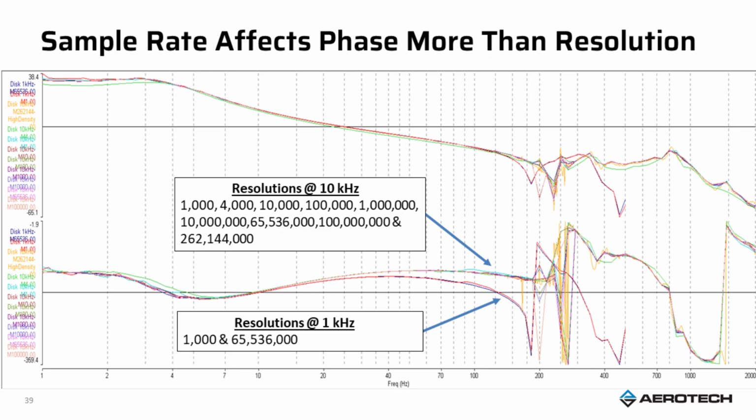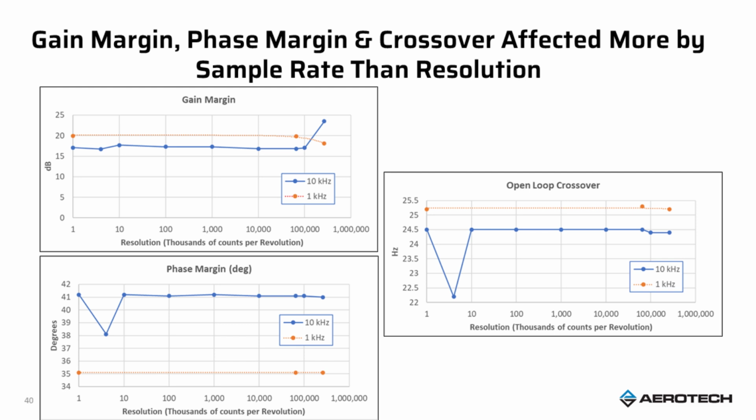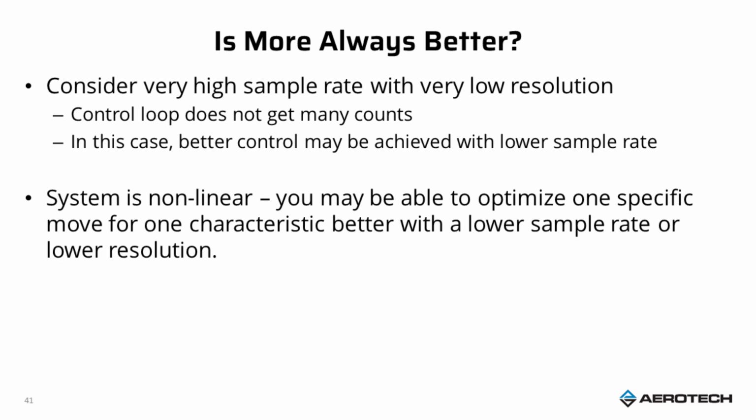So there's really much more difference in your phase that is caused by a change in your frequency, your sample time, than by changing your resolution. And so that's going to give you that extra phase to be able to raise the bandwidth of the system. And so if I look at, in the frequency domain, my gain, my phase margin, my crossover, again, it's more affected by the sample rate than the resolution. I have basically a flat line when I compare across resolutions, but when I change the sample rate, I get a whole different line that I look at. And you can see that in these 3 curves here.